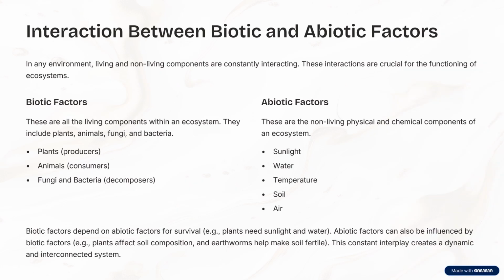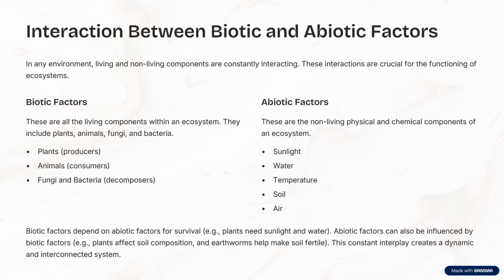Interaction between biotic and abiotic factors. In any environment, living and non-living components are constantly interacting. These interactions are crucial for the functioning of the ecosystem. First, biotic elements. It includes plants, animals, fungi, bacteria, etc. Second, abiotic components. These are non-living things like sunlight, water, temperature, soil, air.